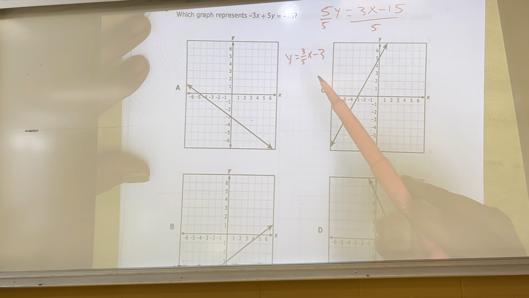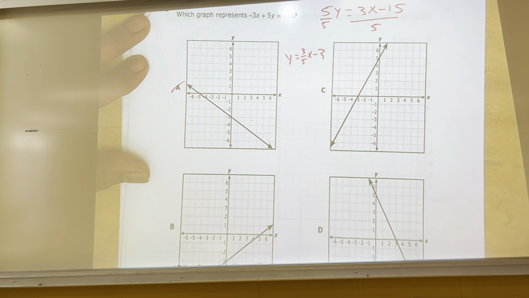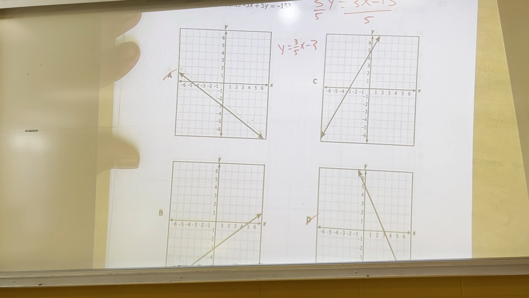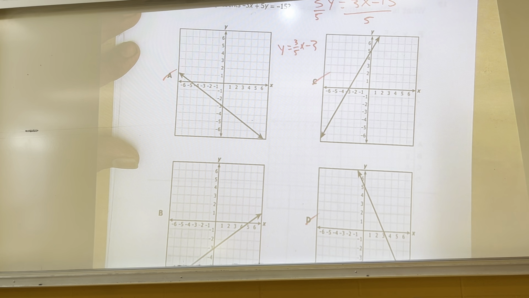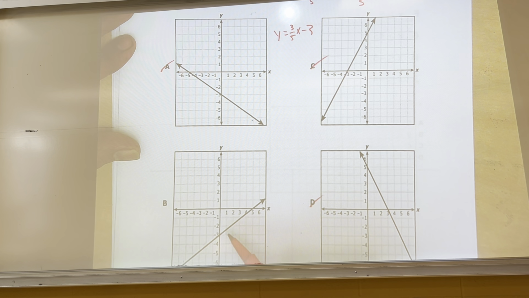First of all, it's a positive slope. Say goodbye. Say goodbye. Your y-intercept is negative 3. Well, let's say goodbye too. This is the only one it can be. And you didn't even have to do rise over run. But let's do it just in case to make sure. Up 3 over 5. So it's b.